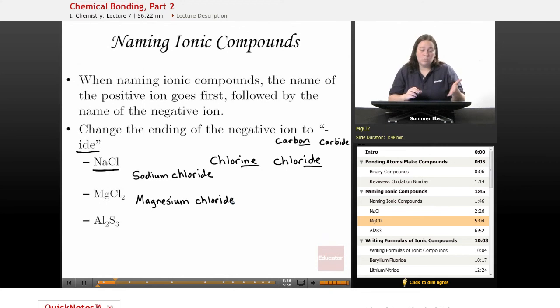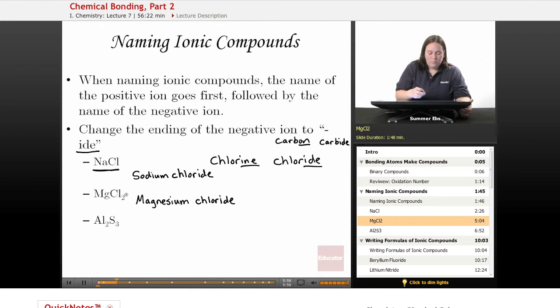The first one has 1 chlorine atom. Sodium chloride only has the 1 chlorine. Magnesium chloride has 2 chlorine atoms. For ionic compounds, you don't actually use these numbers in your description. You'll be able to figure out what the subscript should be based on the oxidation number. So we don't actually use any numerical prefixes like we will later.